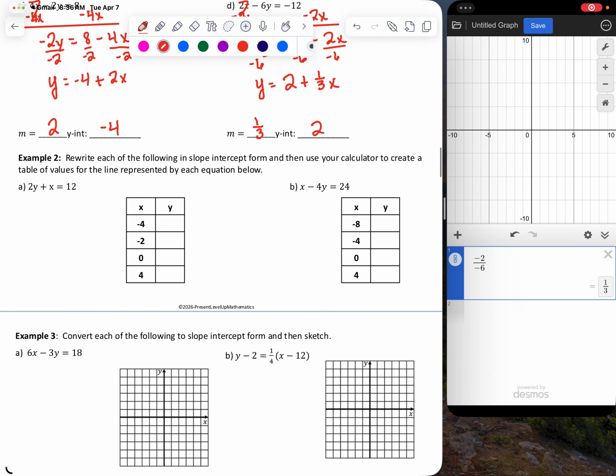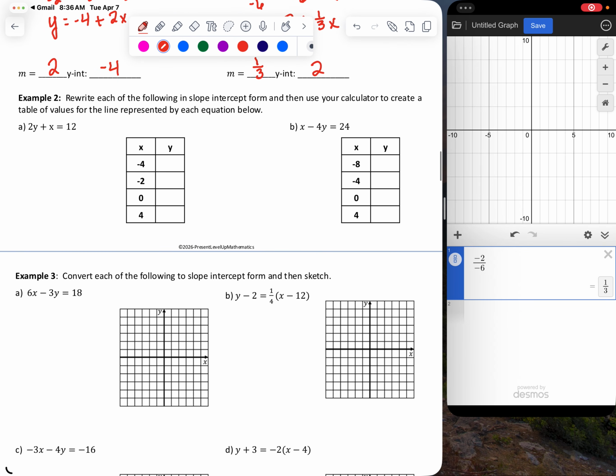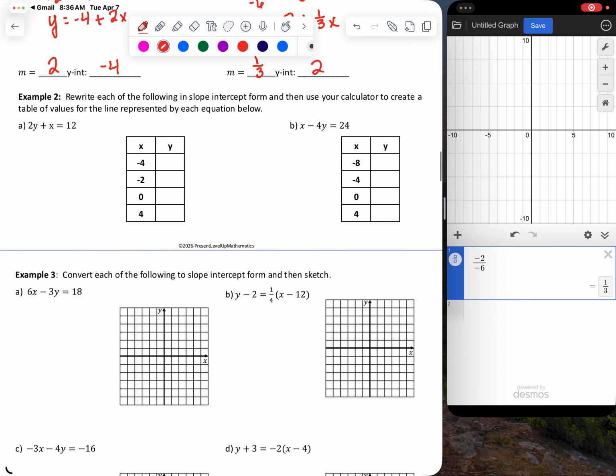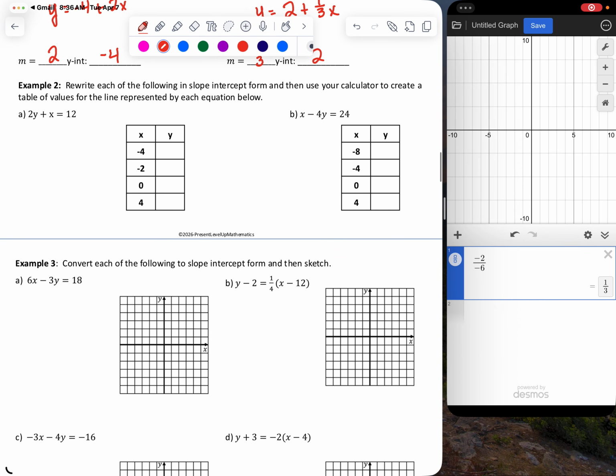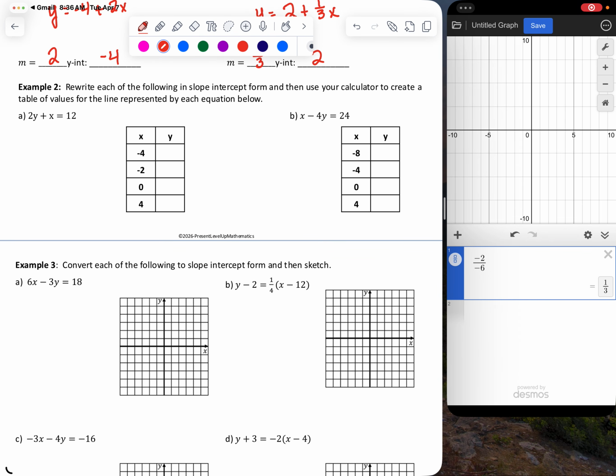All right, example 2. Rewrite each of the following in slope-intercept form, and then use your calculator to create a table of values for the line represented by each equation below. Now, in this problem, I'll be using the Desmos calculator to make my tables, but you can use whatever graphing calculator you have available to you. All right, problem A, we have 2y plus x equals 12.